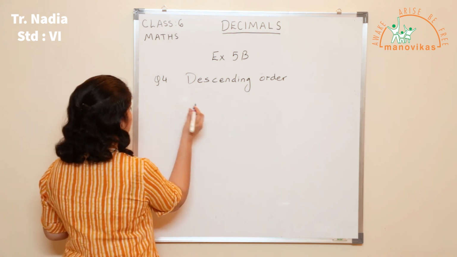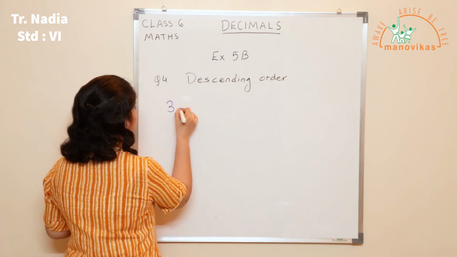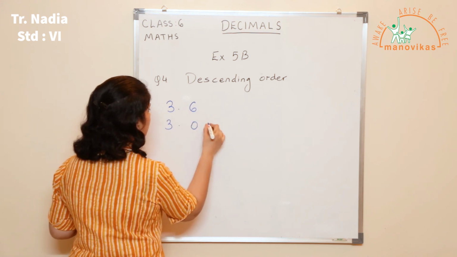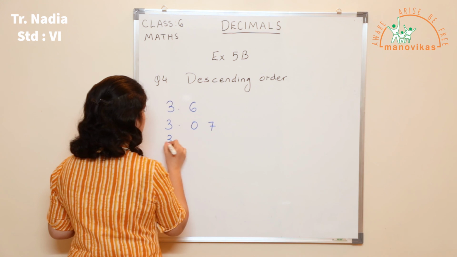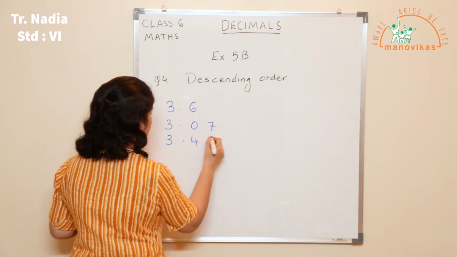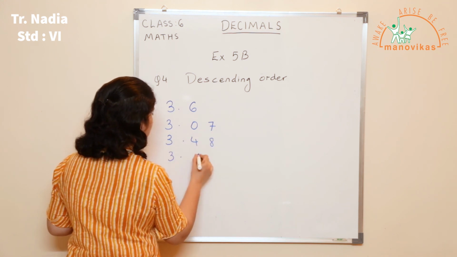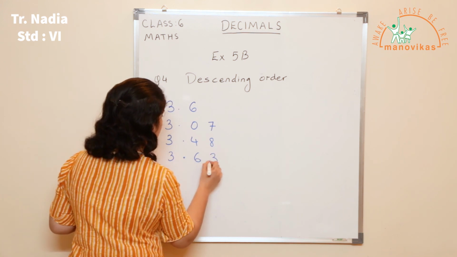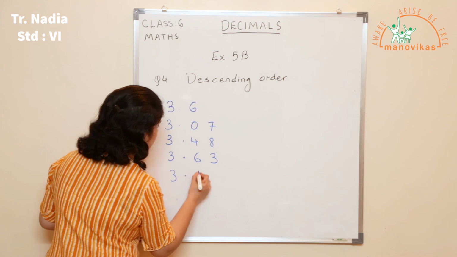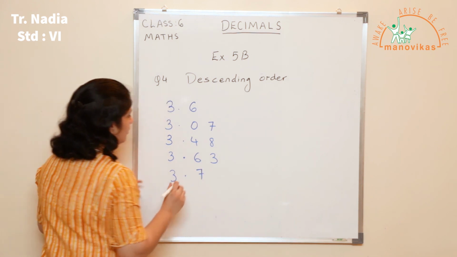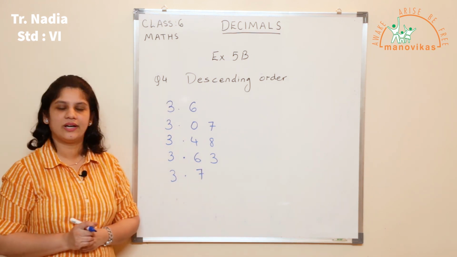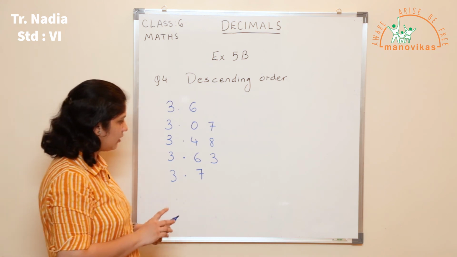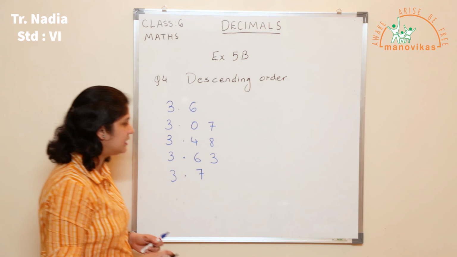So I will just take some few numbers here, 3.6, 3.07, 3.48, 3.63 and 3.7. Okay, I have some numbers here. I have to arrange them in descending order. Okay, now let us see what is to be done first.